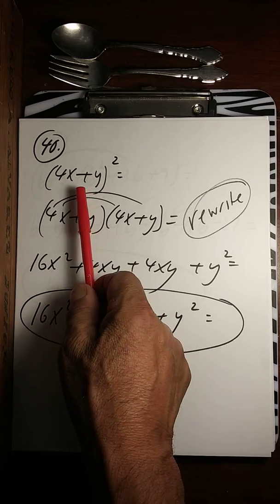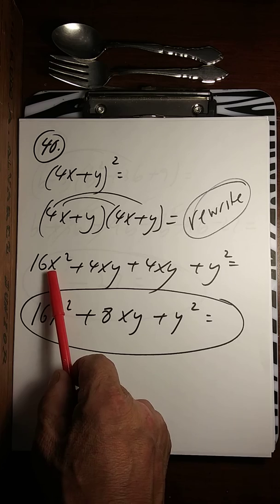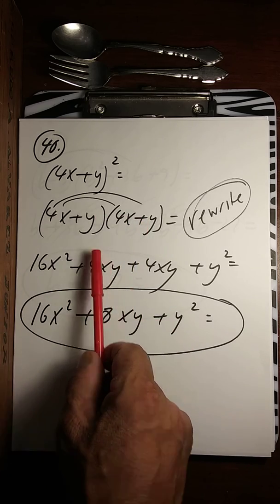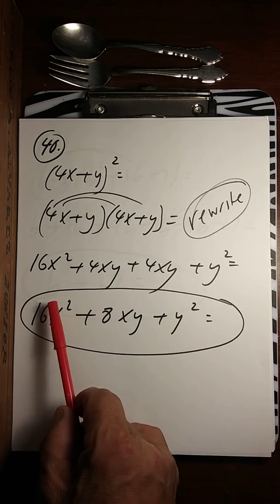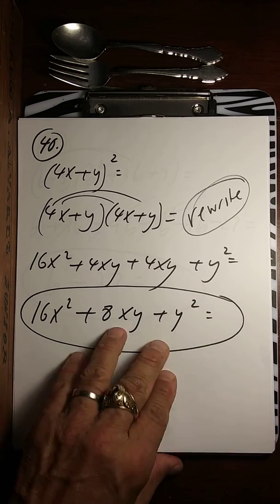4x plus y squared. Rewrite it. 4x plus y, 4x plus y. 4x times 4x is 16x squared. That turns out is 4xy, 4xy, y squared. 16x squared plus 8xy plus y squared.